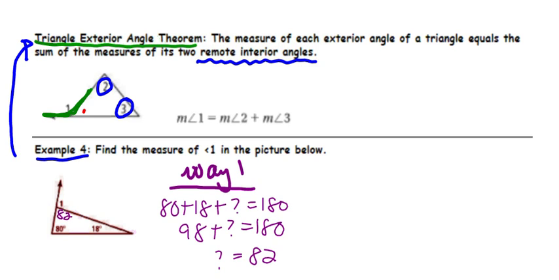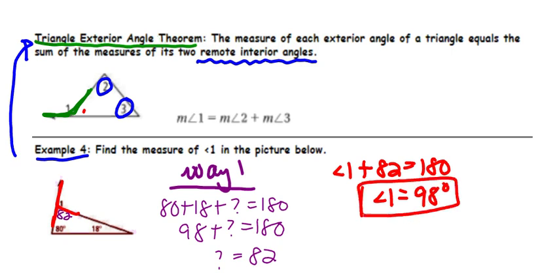And then our angle 1 and this 82 I just figured out, well, they make a line if I put them together. So angle 1 plus that 82 that I just figured out has to add up to 180. And then you would subtract 82. So you get angle 1 equals 98. And that's what you were trying to find. You were trying to find angle 1. So we got 98. That's way 1.